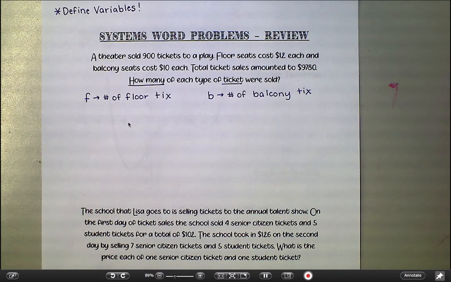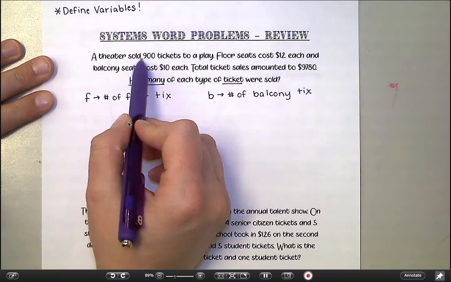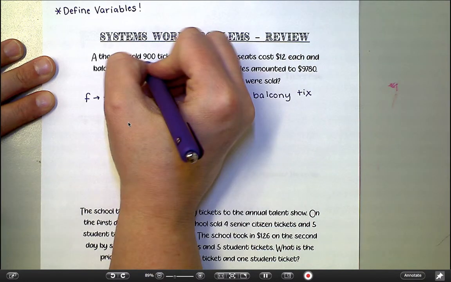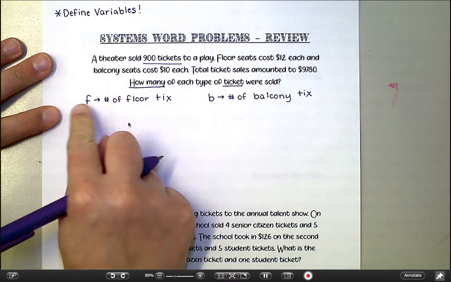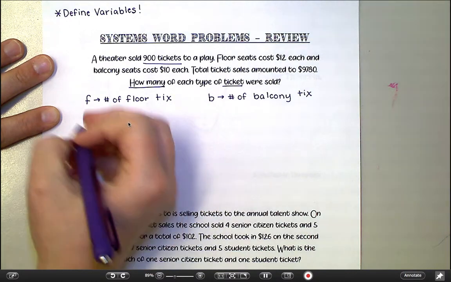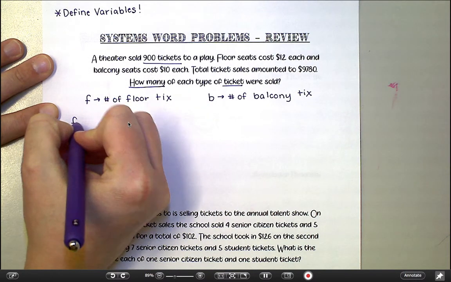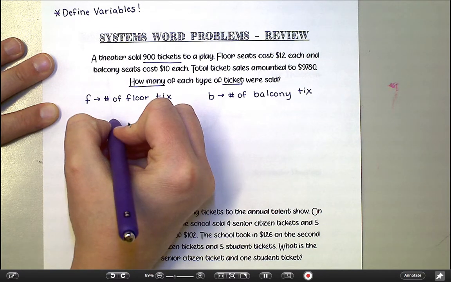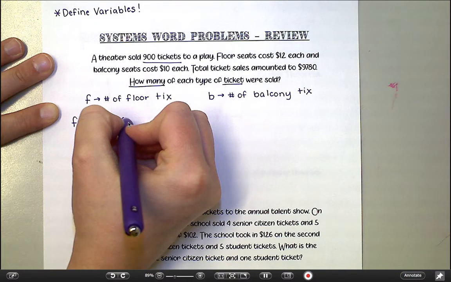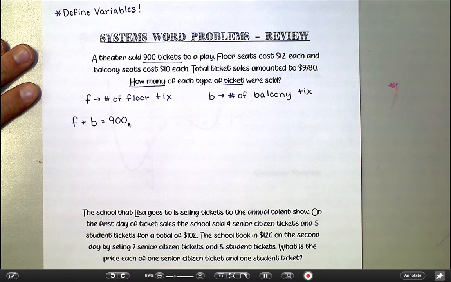So now I'm going to go back to the beginning of the problem. A theater sold 900 tickets. I'm going to stop right there at that piece of information. 900 tickets. I have floor tickets, I have balcony tickets, and I know the total has to be 900. So the first equation I'm writing is floor plus balcony equals 900. That's my first equation.